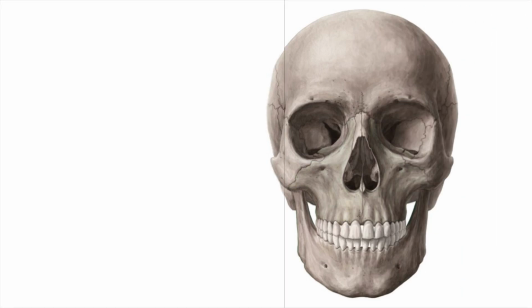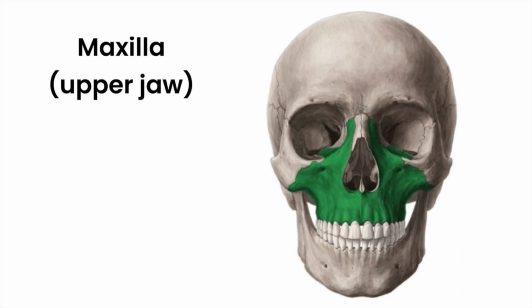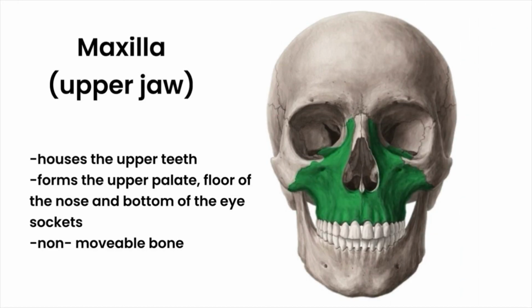The upper jaw, known as the maxilla, houses the upper teeth and forms the floor of the nasal cavity, lower sockets of the eyes, and the roof of the upper palate. And, unlike the mandible, it does not move.